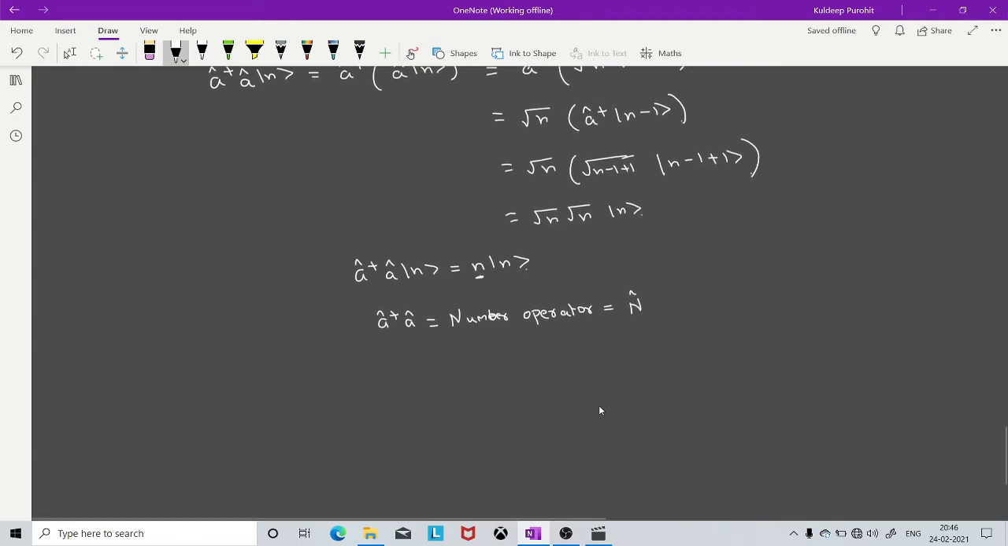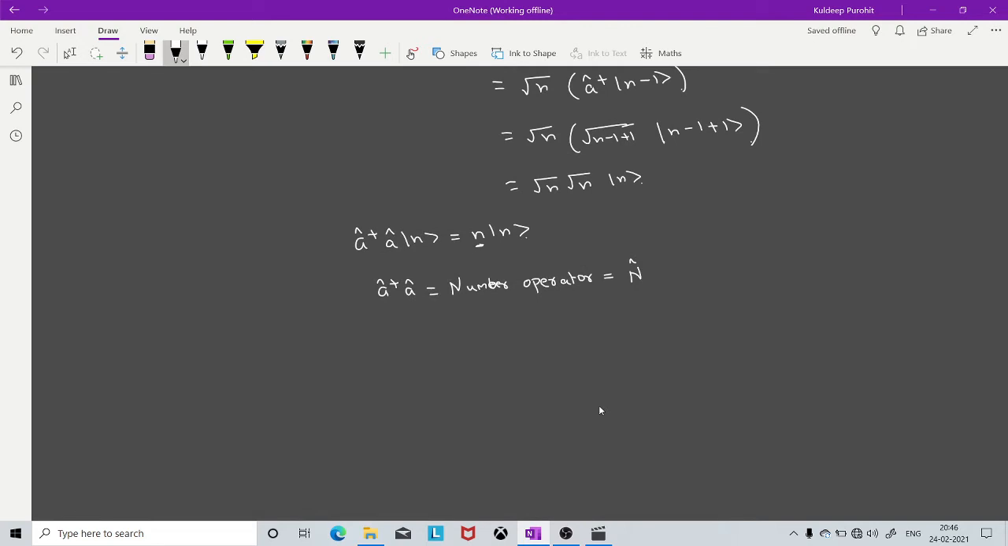A combination of two operators is also an operator. So a dagger a is the number operator, and the more concise way of writing this is: when the number operator operates on state n, you get n times ket n. This is an important relation.